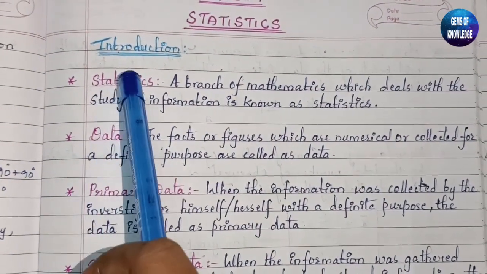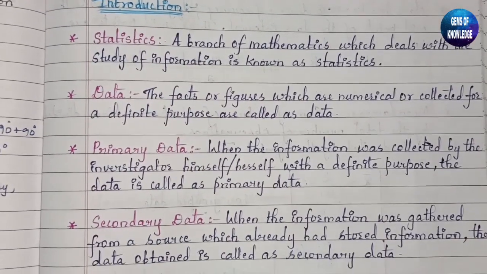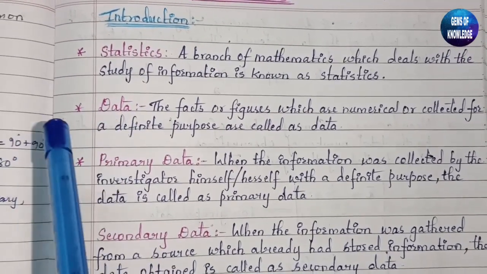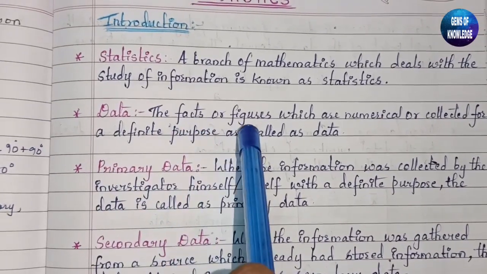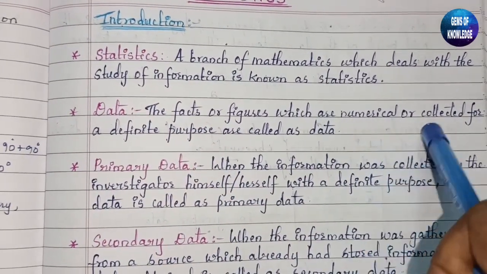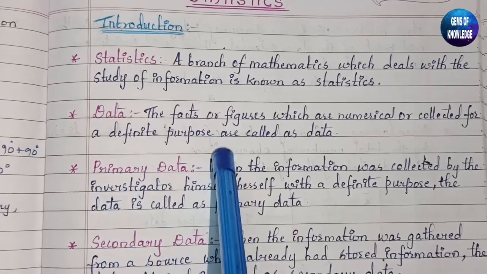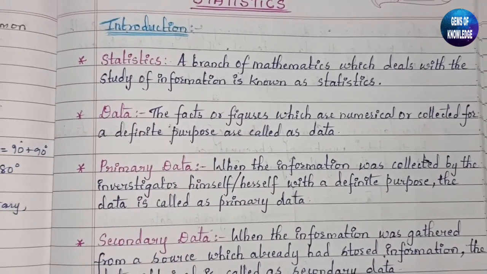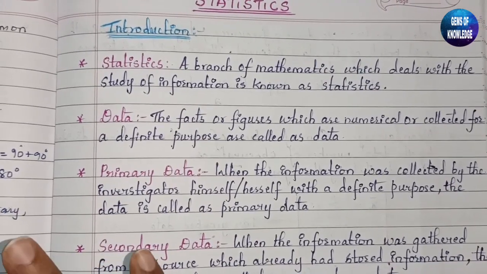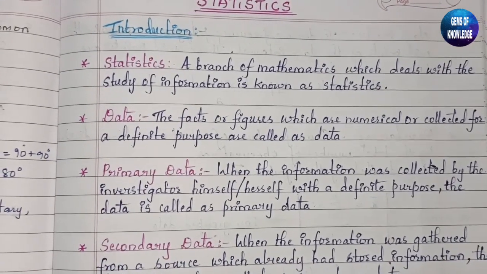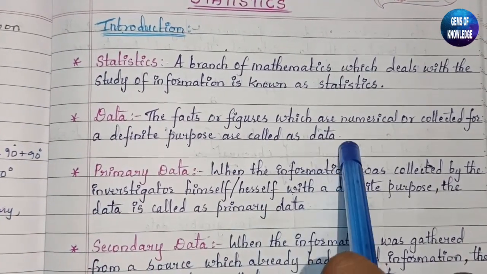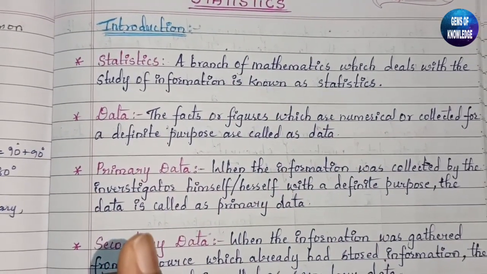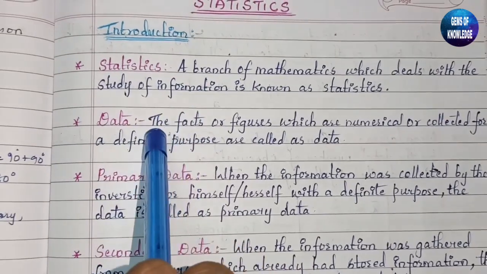So in statistics we need the following things. We'll study this one by one. First, we need to know what is data. The facts or figures which are numerical or collected for a definite purpose are called data. Data in the sense we can generally call it information. A piece of information is known as data. It may be information collected as a numerical value, maybe the number of students in your class. That is also information, which is also known as data.